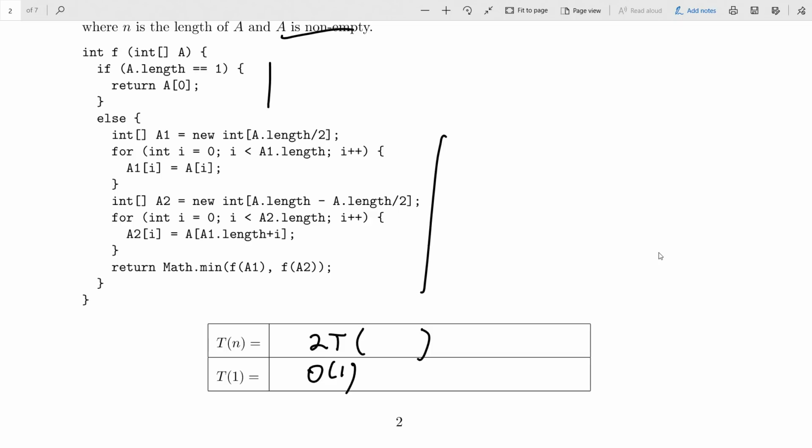Okay, so you can see right there, it's A dot length, it's half there, and this is half, plus or minus 1. So okay, we got that part. And then what's the overhead? How much work are we doing besides the recursion? Yeah, the Math dot min is something that's constant, but the main work is allocating those arrays and filling them in, which involves loops that are proportional to the lengths of the arrays, which is n. Okay?